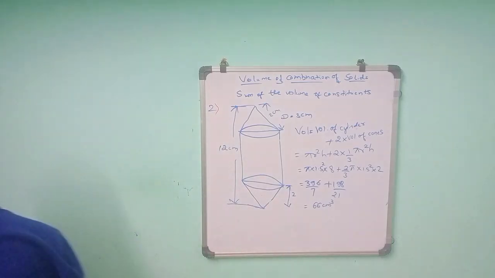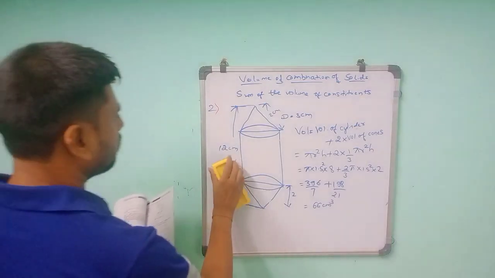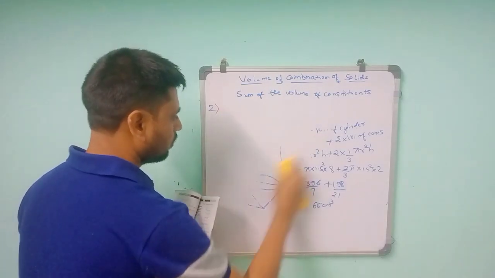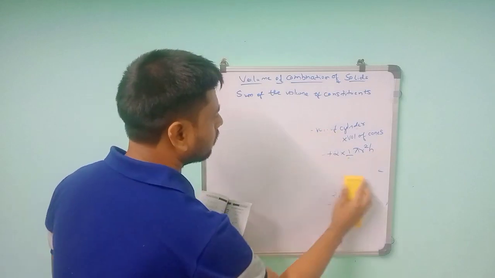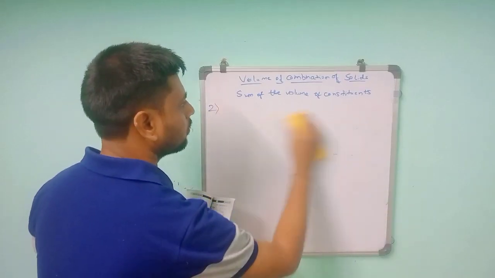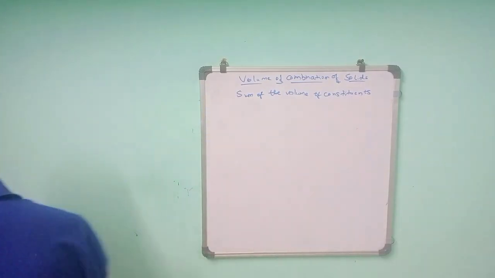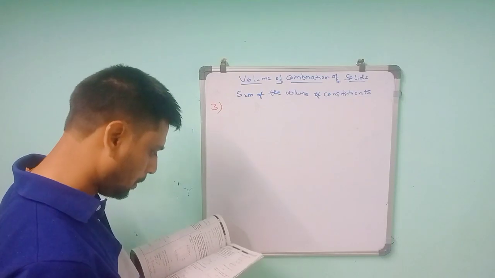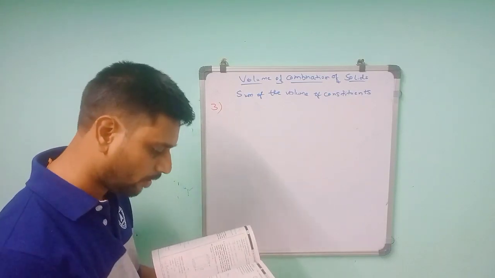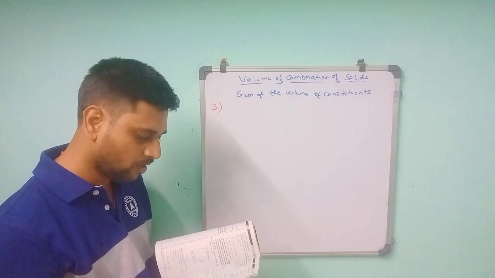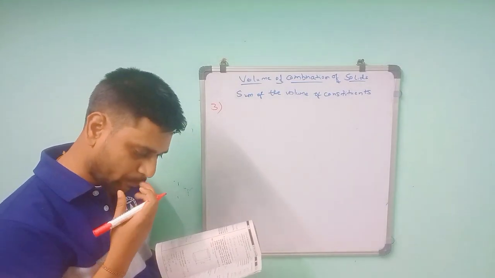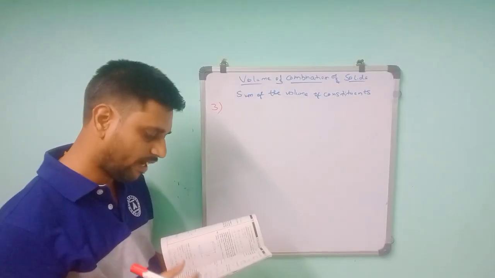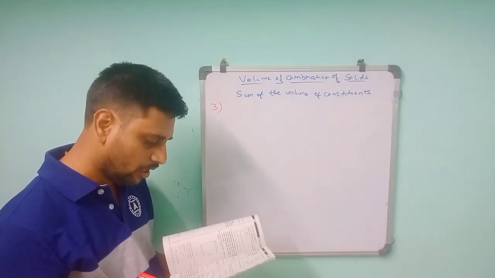Then the third one. A gulab jamun contains sugar syrup up to about 30% of its volume. Find approximately how much syrup would be found in 45 gulab jamuns shaped like a cylinder with two hemispherical ends, with length 5 cm and diameter 2.8 cm.